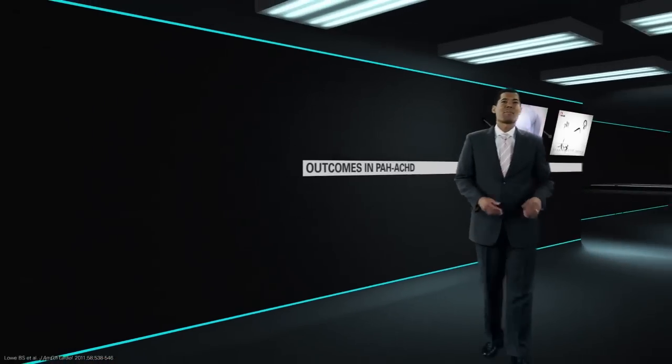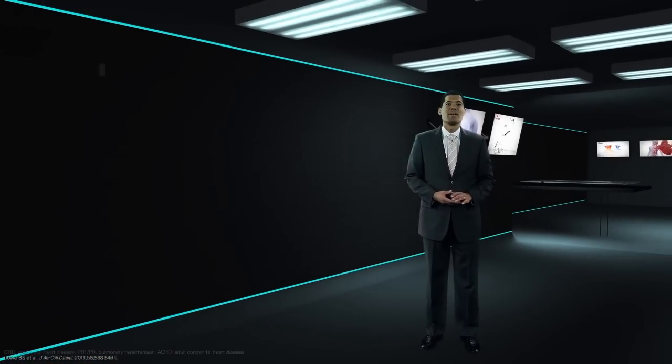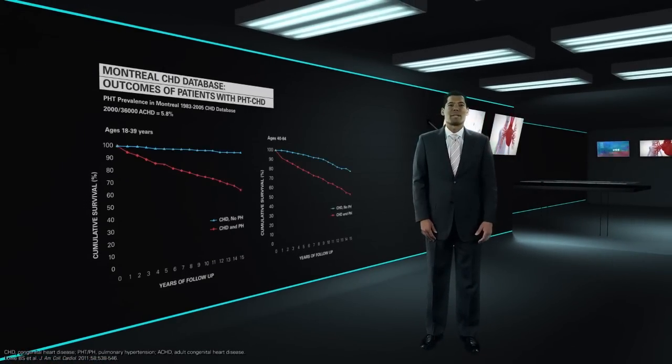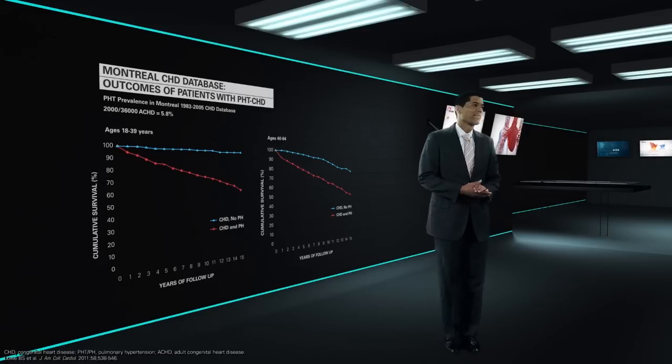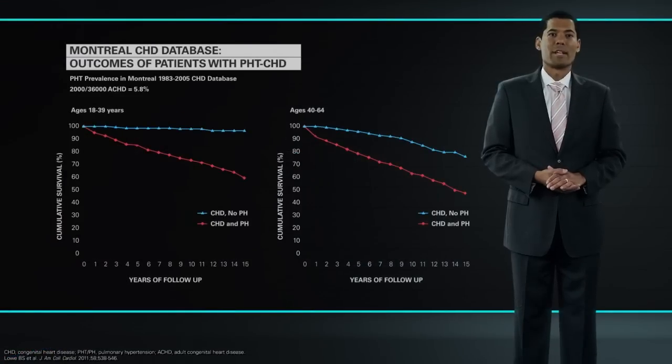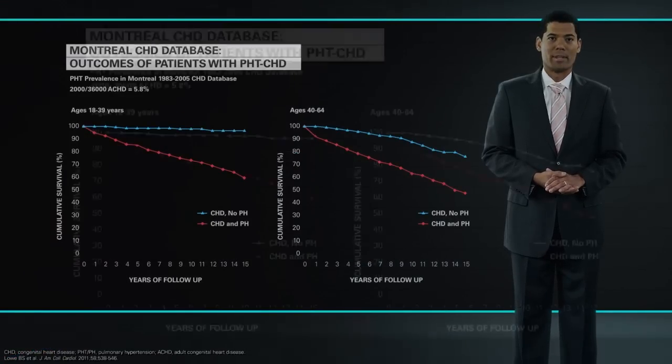This brings us to the topic of patient outcomes. Let's take a look at a large population-based study of adults with congenital heart disease from Montreal. This showed that nearly 6% of their study population had some form of pulmonary hypertension.